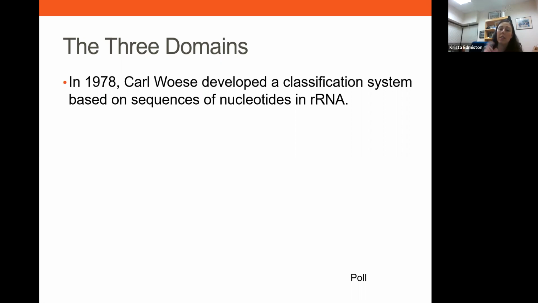So looking at the sequence of the RNA that's involved in the ribosome and comparing them between organism and organism and organism. So instead of looking at the color of their fur and how tall they were, he based this classification system on the sequence of RNA or DNA that encodes the ribosomal RNA. Okay? So he decided that life should be classified into 3 domains.